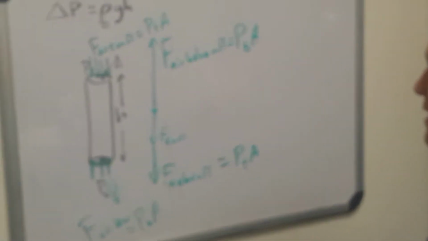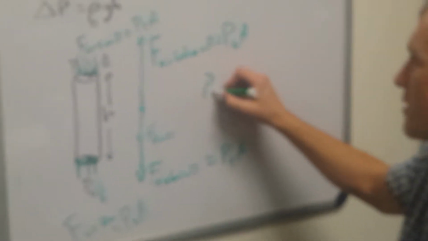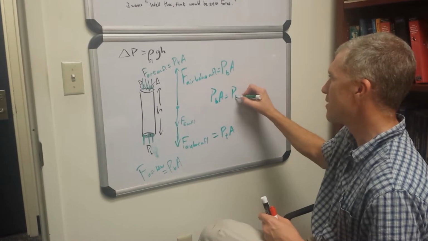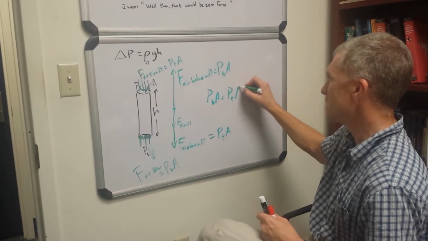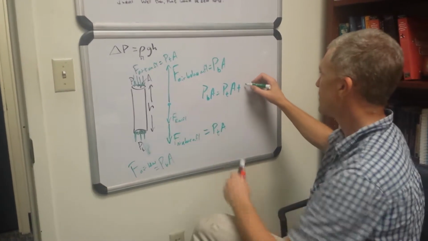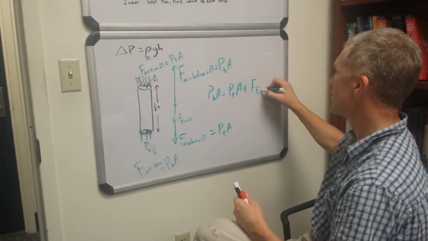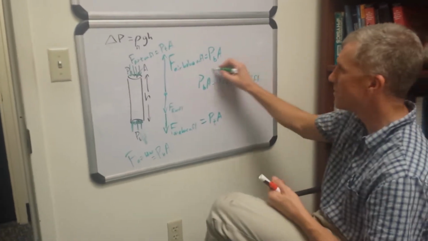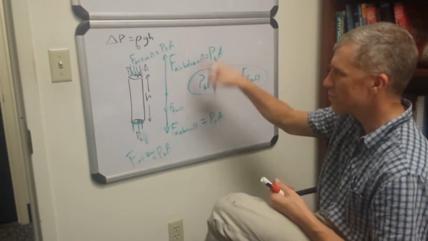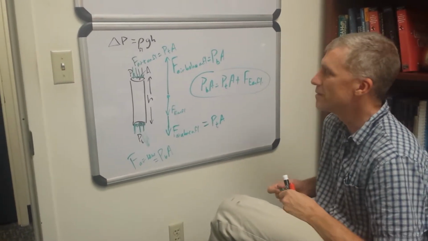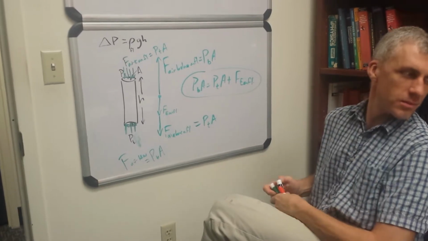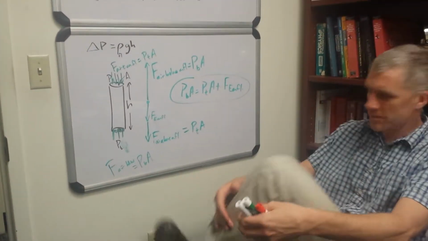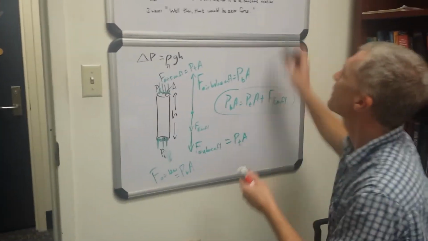So then I just write it out. Pressure at the bottom times area is equal to pressure at the top times area plus the force of the earth on the fluid. Newton's second law, equilibrium: forces up equal forces down. Because the column is like this.